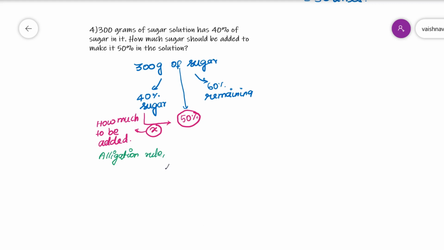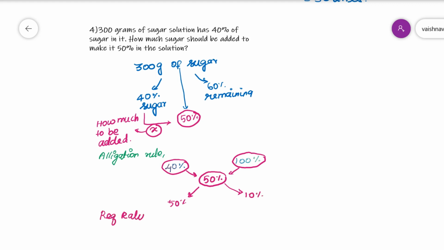So with the alligation rule, 40%, it is the previous one. The whole mixture is 100%. So from 100, I have to make 50% as sugar. So the mean one will be 50%. When you solve with the rule, you will get the ratio of older one to newer one as 5:1. Okay, the simple method, you can easily follow it.